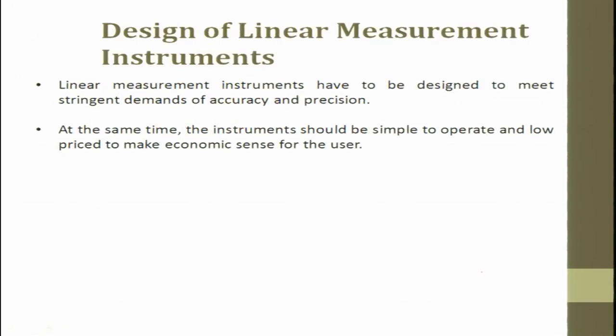The linear measurement instrument has to be designed to meet stringent demands for accuracy and precision. Now, you will be able to distinguish what is accurate and what is precise, right. At the same time, the instrument should be as simple as possible to operate and low priced, to make economical sense for the user. So, the instrument must be as simple as possible.